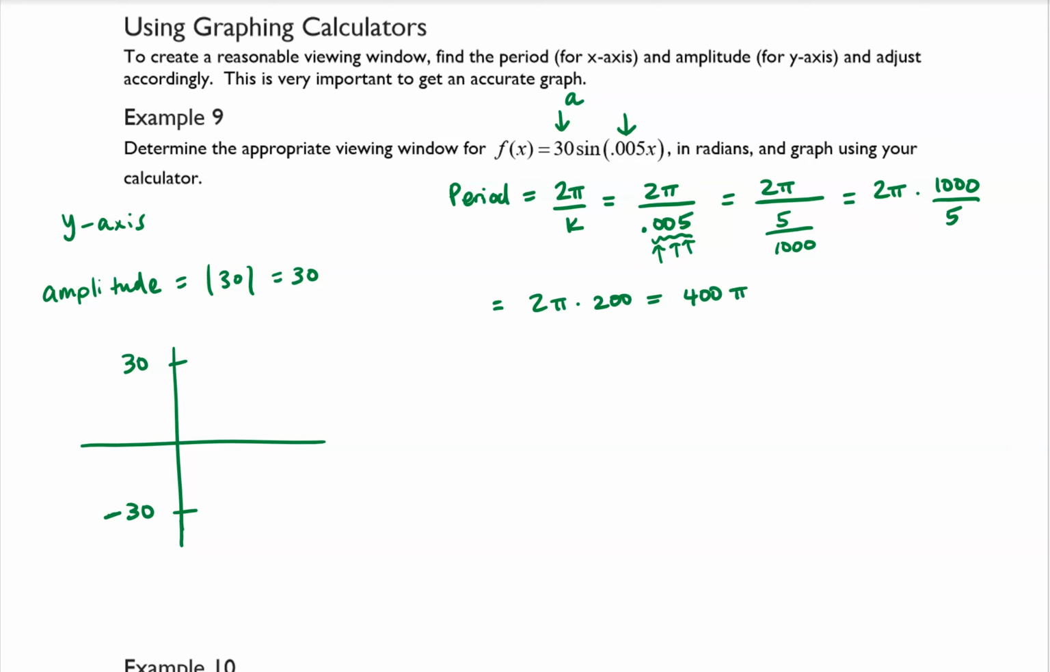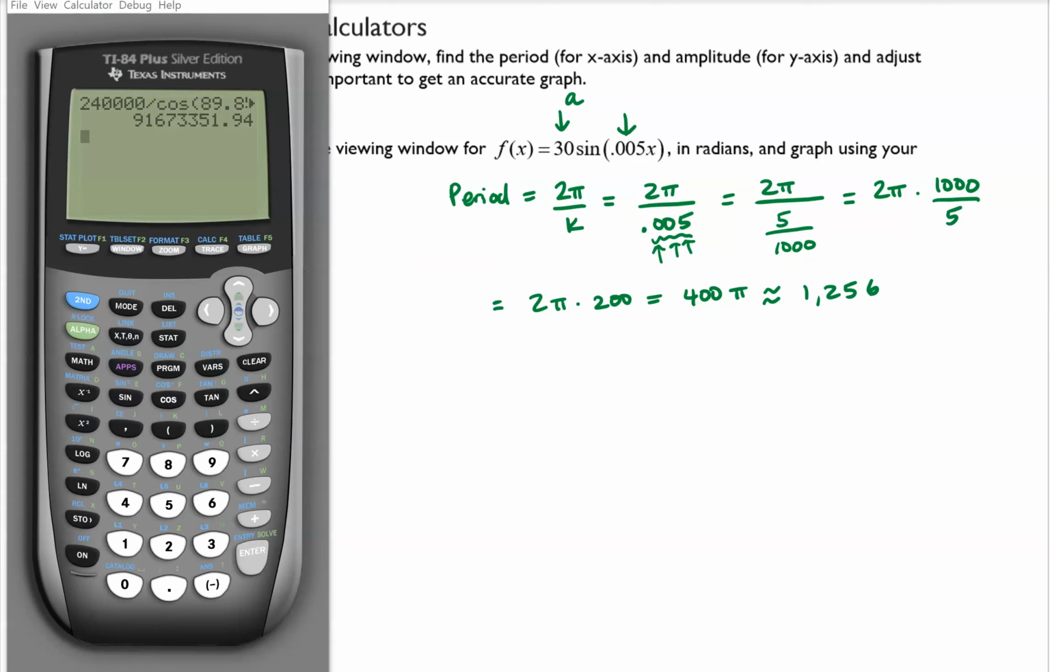Now, recall that pi is approximately 3.14, so this is about 1,256. Okay, so now we can use this information that we've found on our graphing calculator. First things first, I want to go to mode, and I want to make sure that my calculator is in radians, which now it is. And so I can go back to the main screen, and I'm going to clear that.